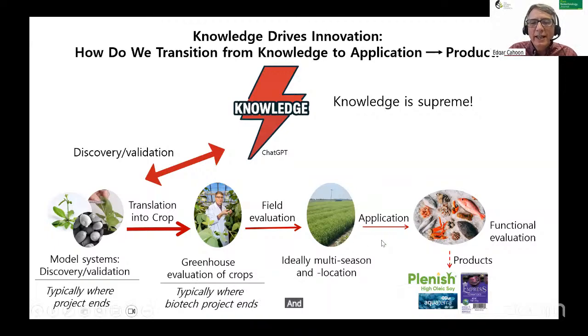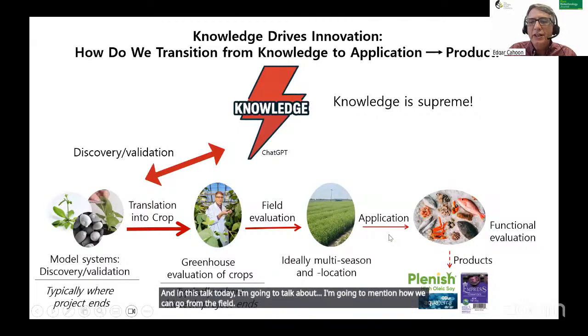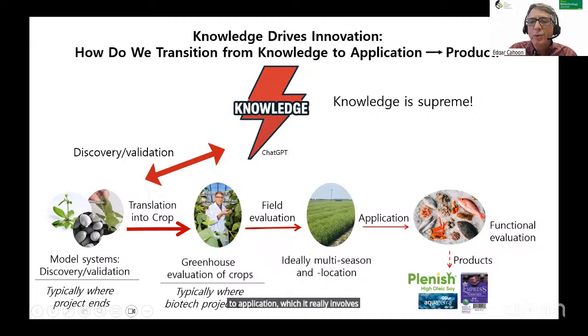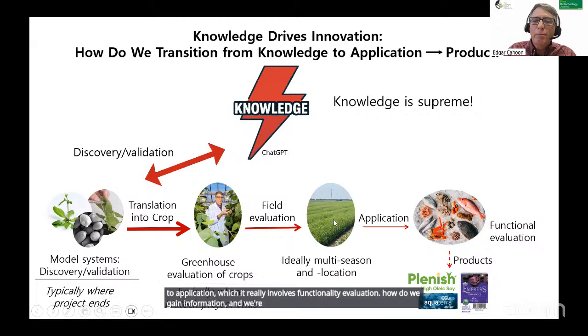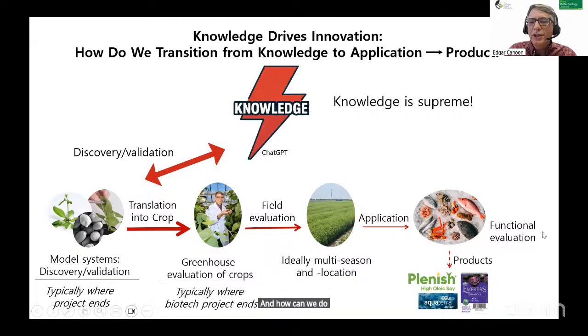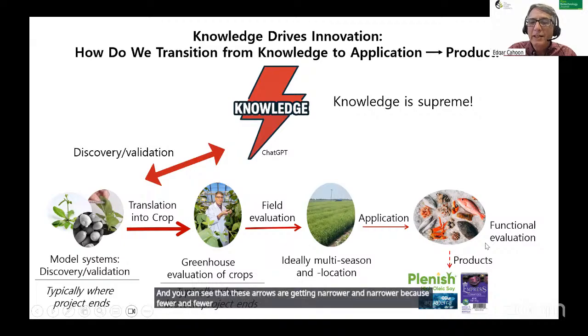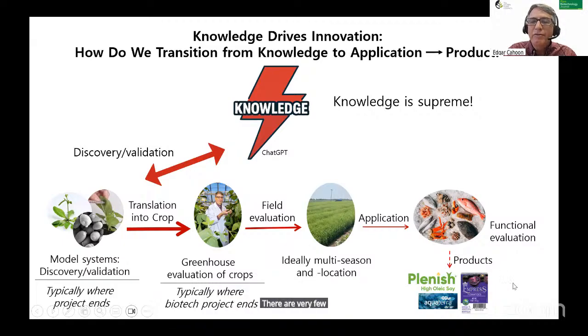And in this talk today, I'm going to mention how we can go from the field to application, which really involves functionality evaluation. How do we gain information? We're going to focus on products rather than input traits. And how can we do the evaluation to see that what we've made really has some value? You can see that these arrows are getting narrower and narrower because fewer and fewer people do them. And at the end, there are very few products that come out from the translation of knowledge. We'll talk more about that at the end, why that is.